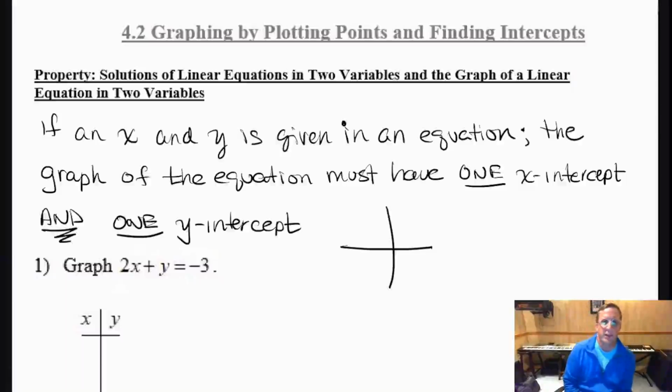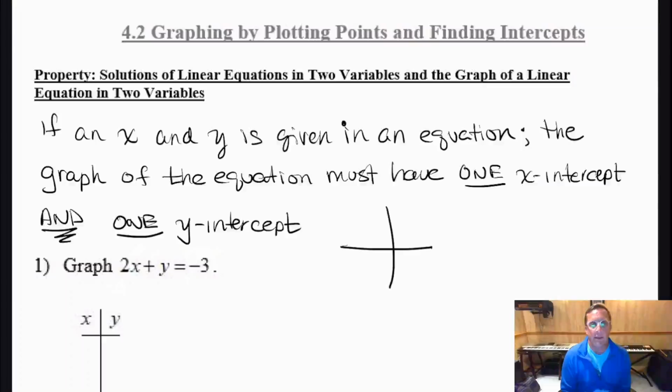Hey everybody, for section 4.2, we're going to start graphing points by plotting them and looking at their intercepts. And intercepts, that word sounds like intersect, which it's the same thing as. It's basically a synonym for intersect. So a y-intercept is where the line crosses the y-axis, where it intersects the y-axis. The x-intercept is where the line intersects the x-axis.